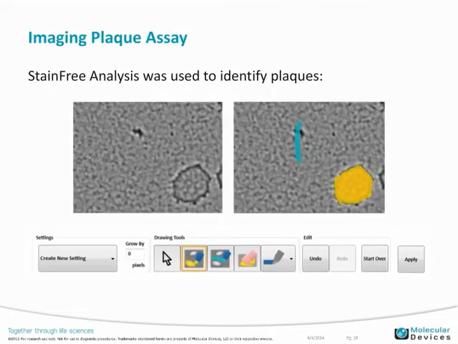To quantitate the plaque assay, the stain-free analysis method was used to identify the plaques. So in the software, using the yellow drawing tool, we're able to identify what is a plaque. And then with the blue drawing tool, we're able to identify to the software what is background. And that's shown in the image on the right.